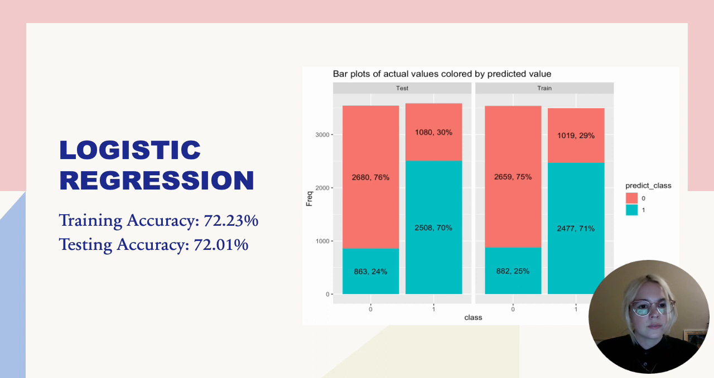And we can see a bar plot of the actual classification values colored by the predicted values. So you can see that for the test data, 76% of the unsafe observations, or class equals 0, were correctly classified. That's the pink. And then we can see 70% of the safe observations were correctly classified, the blue, so class equals 1. So this is pretty good.